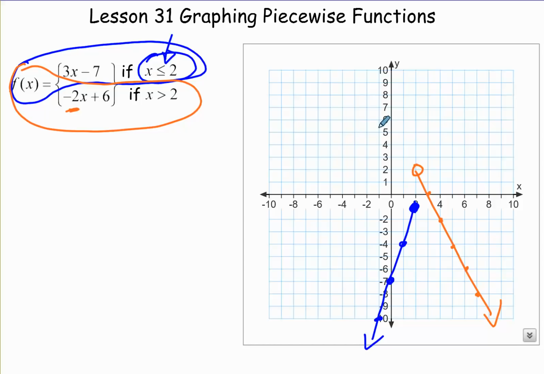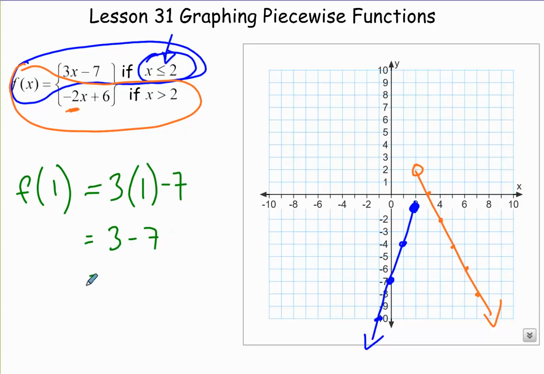So what you could do is say, well, what is f of 1? And so you'd look here and you'd say, okay, well, f of 1, which constraint does it fit? Is 1 greater than 2? No, 1 is less than or equal to 2. So I'm going to plug it into this first equation. So f of 1 would be 3 times 1 minus 7. What's 3 times 1? It would be 3, and 3 minus 7 is negative 4. So we're saying the value of my function at 1 is negative 4. That's the point 1, negative 4.